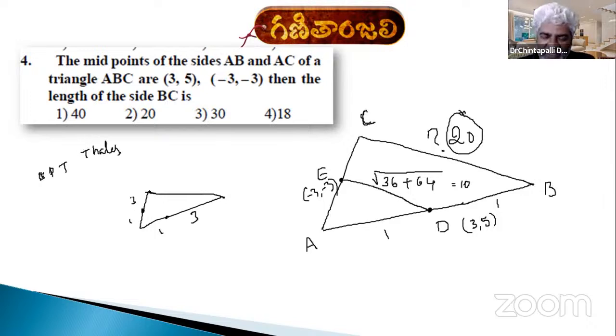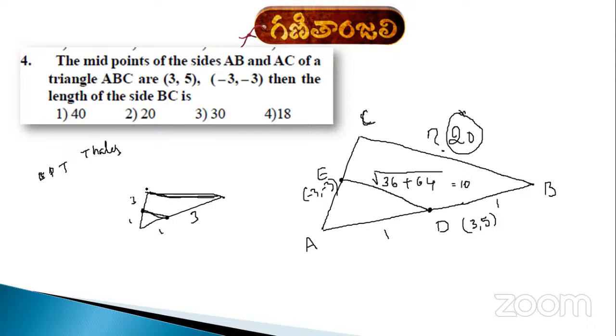It's very interesting. If a point divides one side in the ratio 1:3, and another point divides another side in the same ratio, then the line joining those 2 points is parallel to the third side. Have you ever heard of it? Yes, sir, it is the basic proportionality theorem.